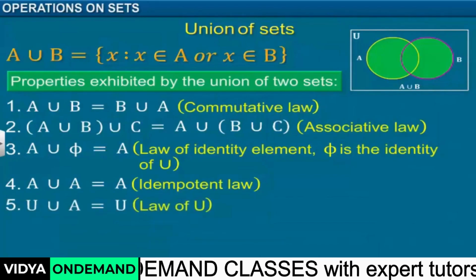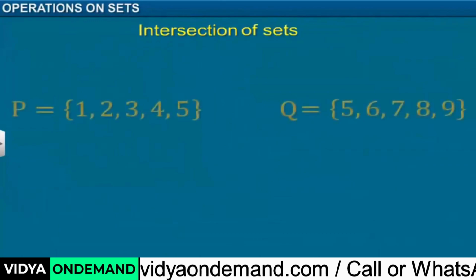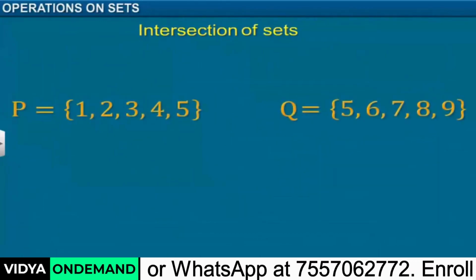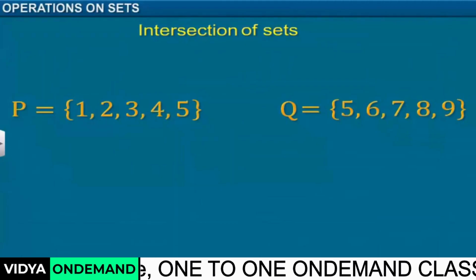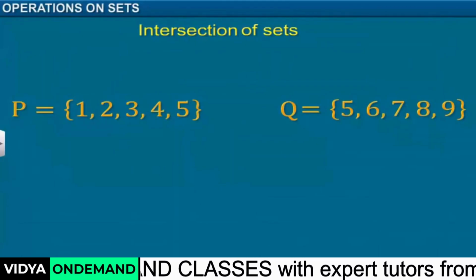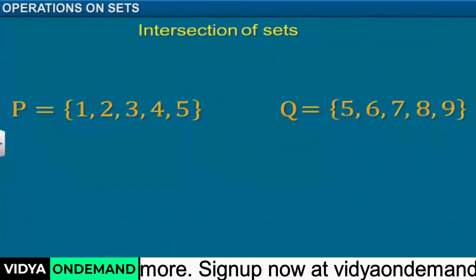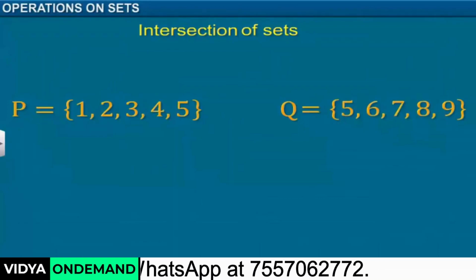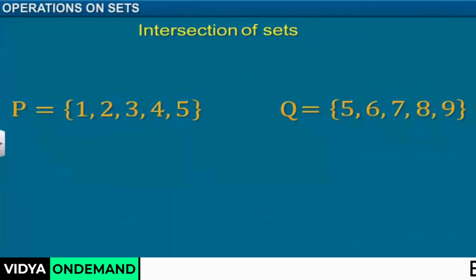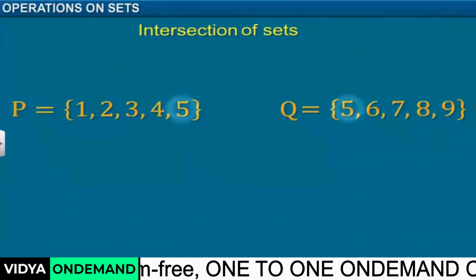Let's discuss the intersection of sets. Let's consider the same sets P and Q, which we saw before. If we consider the set of common elements of sets P and Q, then we can say that the set is formed by P intersection Q. In sets P and Q, the common element is 5. Therefore, the intersection of sets P and Q is 5.